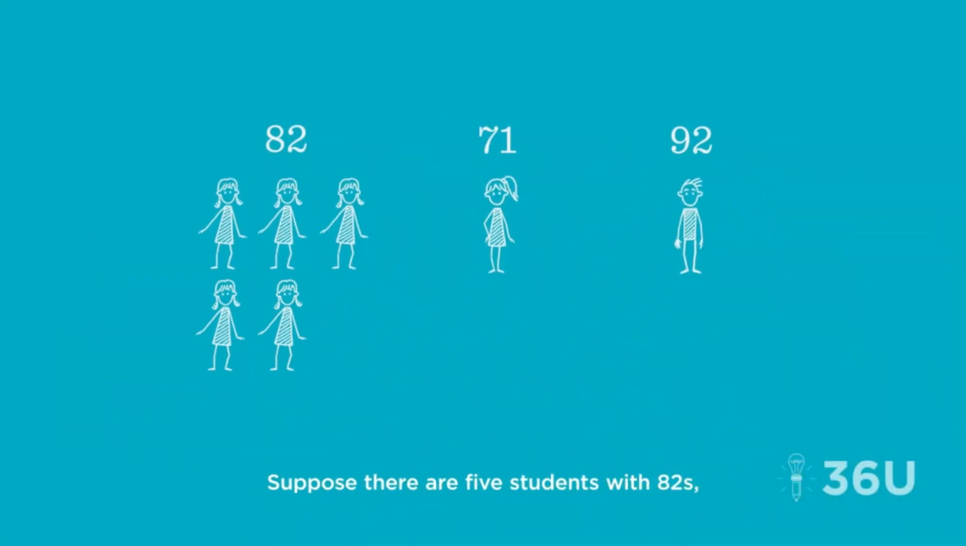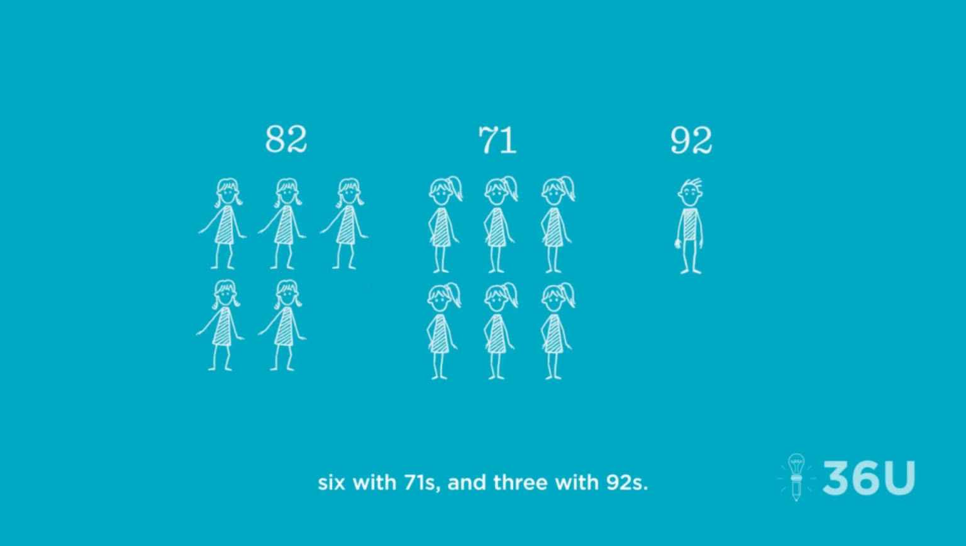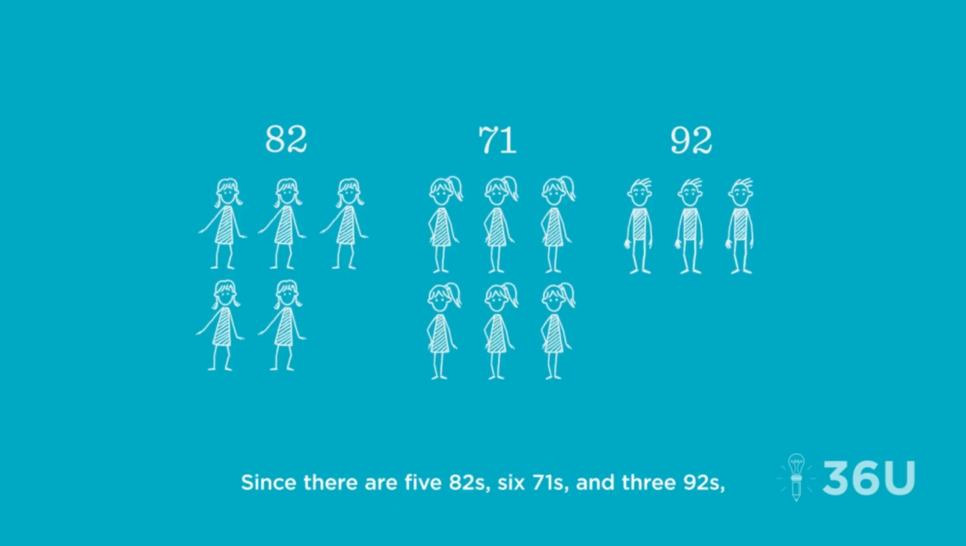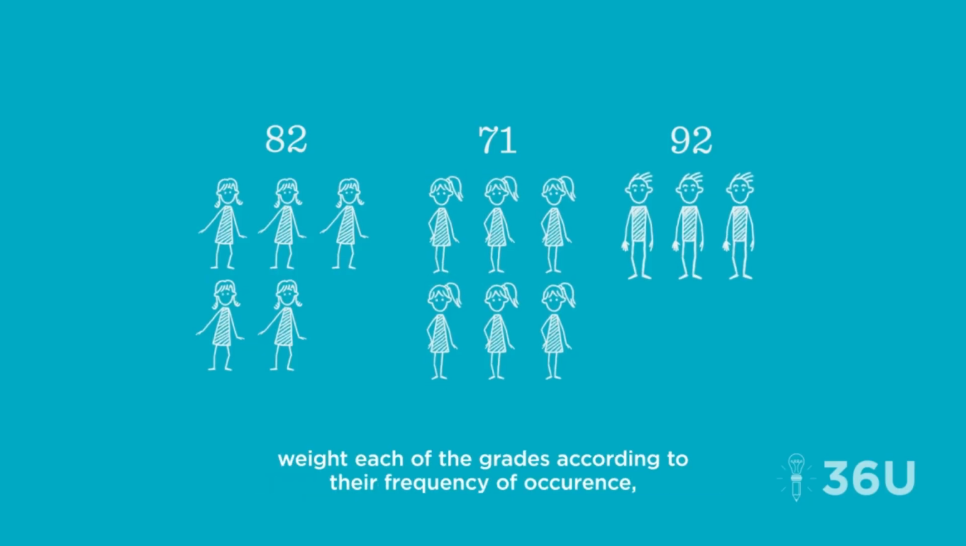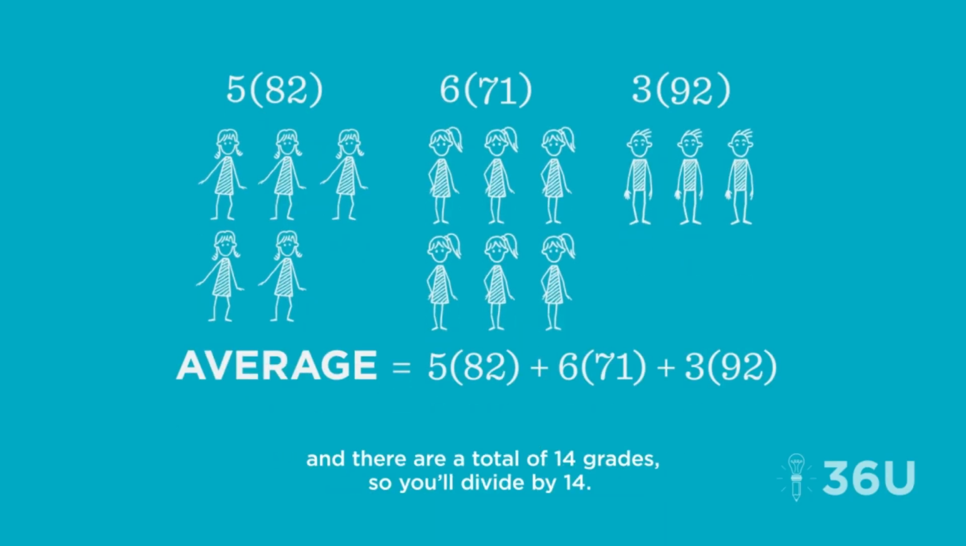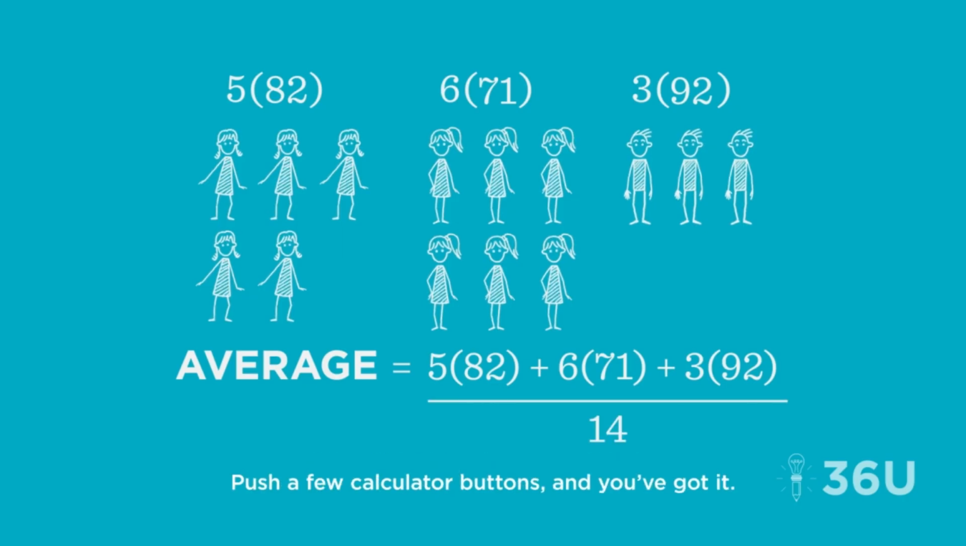Suppose there are 5 students with 82s, 6 with 71s, and 3 with 92s. The simplest way to average here is to weight each score. Since there are 5 82s, 6 71s, and 3 92s, weight each of the grades according to their frequency of occurrence. Like this. And there are a total of 14 grades, so you'll divide by 14, push a few calculator buttons, and you've got it.